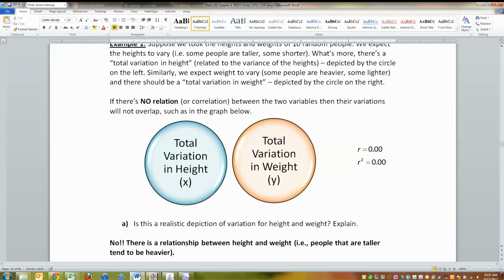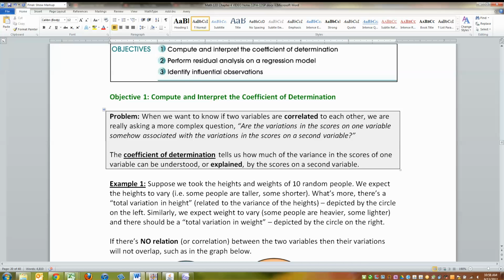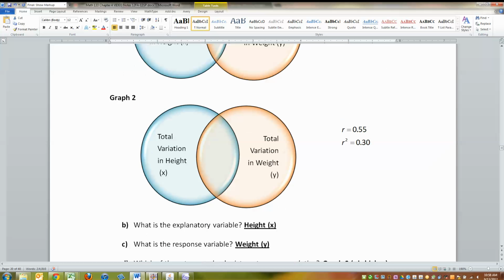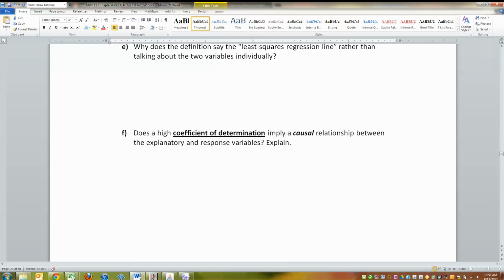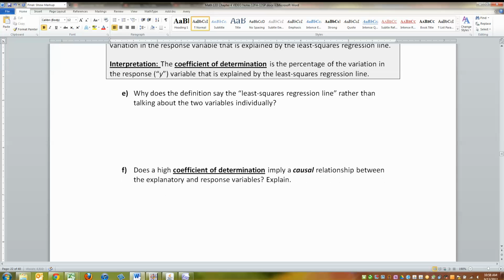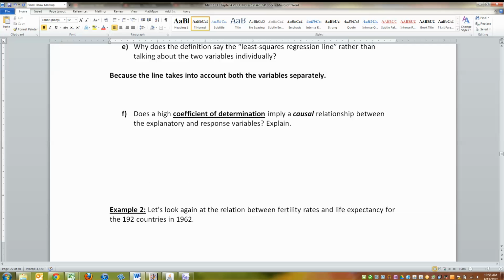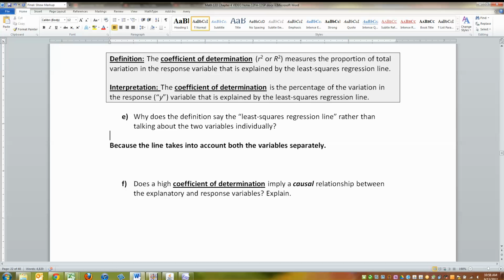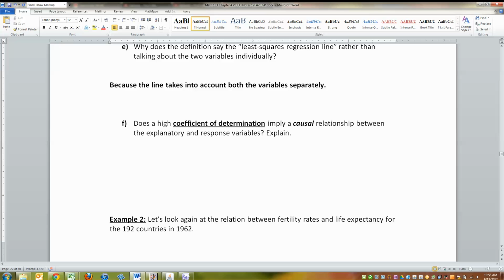Remember, I talked about way back up here that it was the amount of variance that can be explained by the second variable. Well, I don't want to get into it too much, but for our purposes, let's just say that because the line takes into account both of the variables separately, right? So if you really wanted to say, because of, or not because of, but explained by the other variable, that's fine.